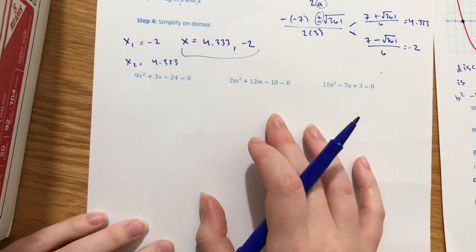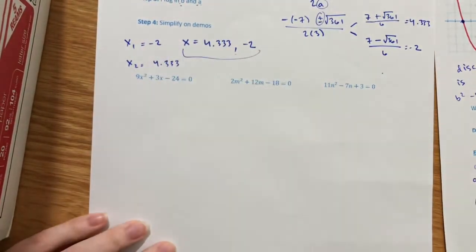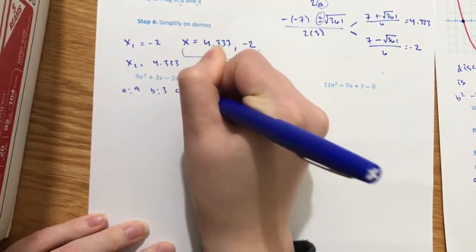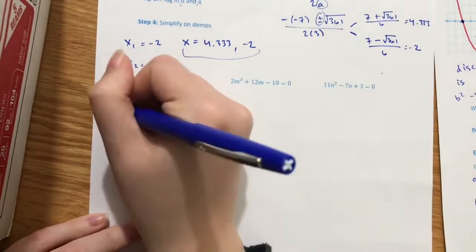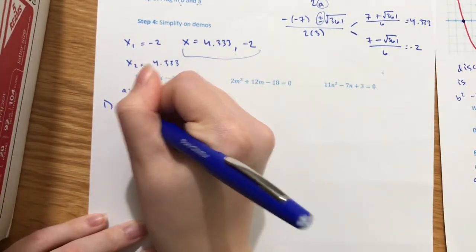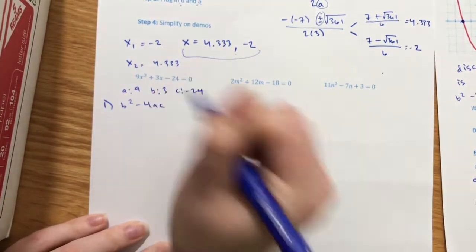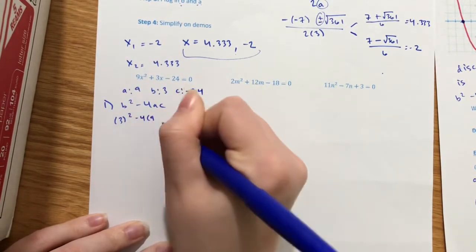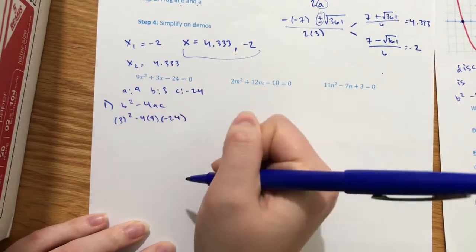So first up, let's label a, b, and c. Your a value is 9, your b value is 3, your c value is negative 24. And so let's do step 1. Let's find the discriminant, b squared minus 4ac. So that would be 3 squared minus 4 times 9 times negative 24.